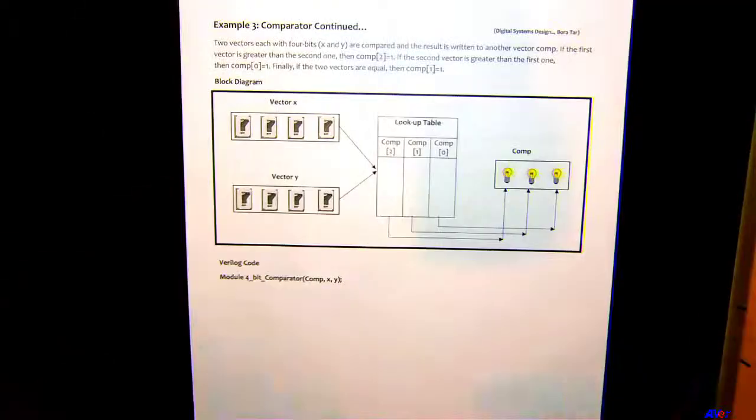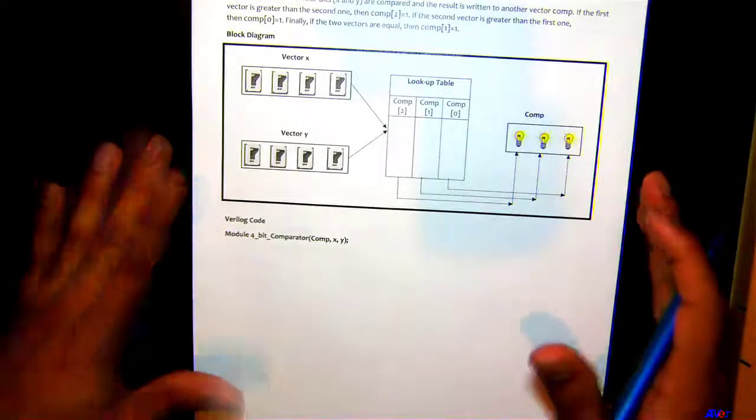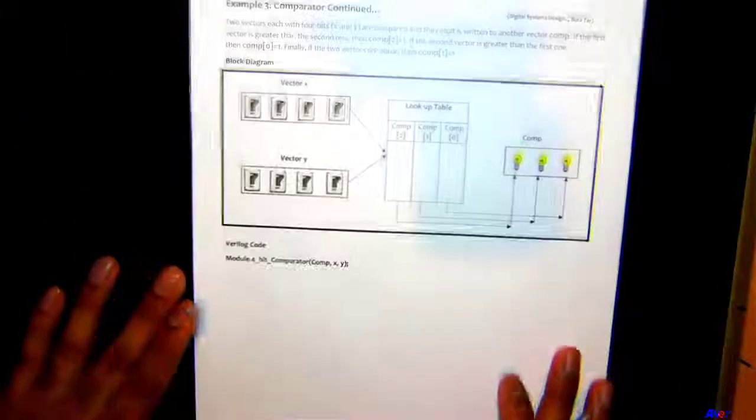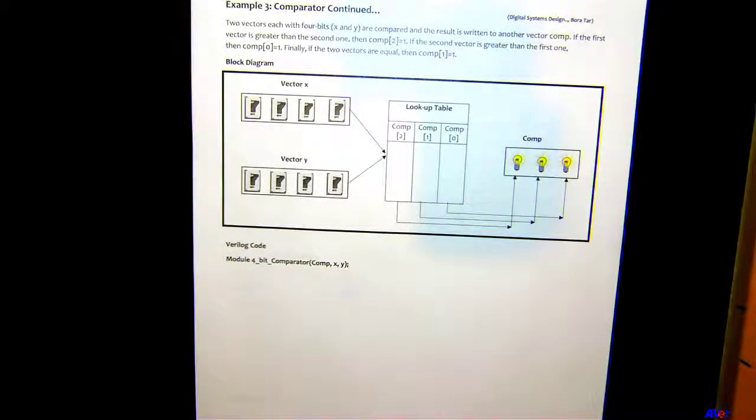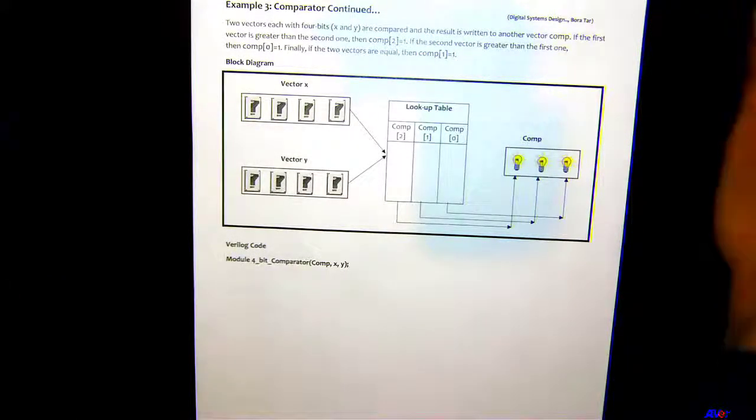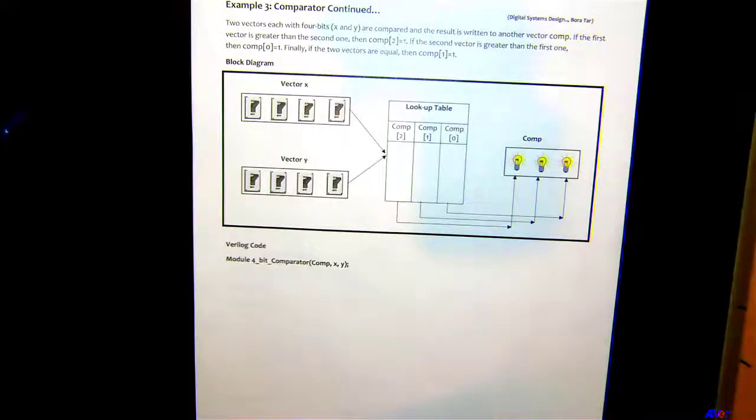Okay, so that was pretty simple. We're gonna move on to our next example. Is everybody following me? Okay, good. Example number, how much time we got? 13 more minutes. Okay. Example number 3, comparator. 2 vectors each with 4 bits.